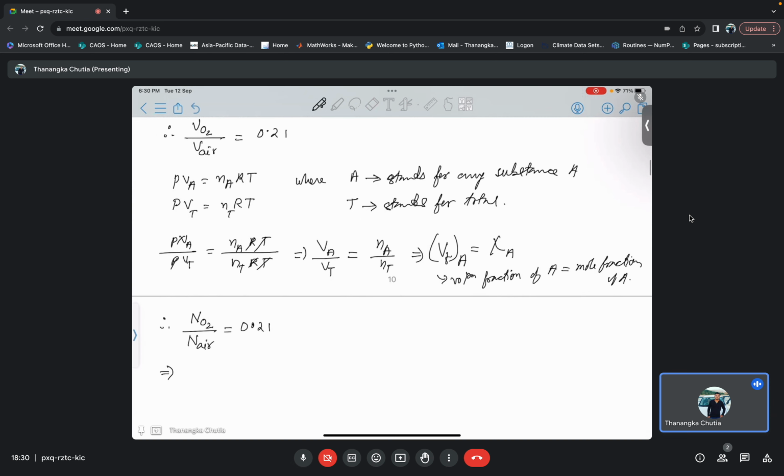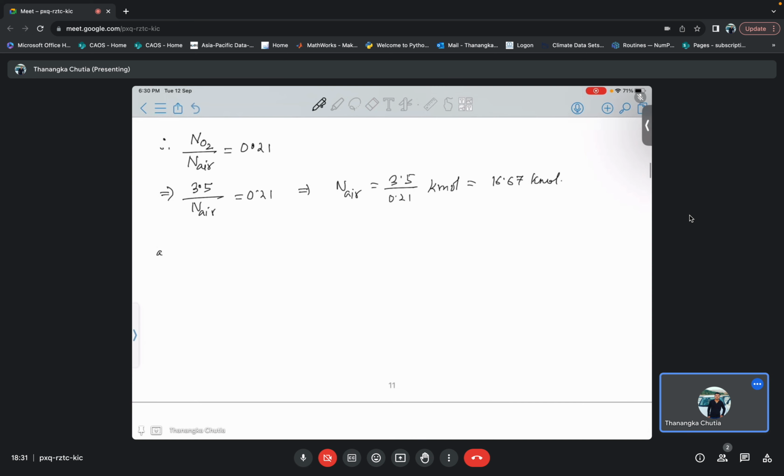Okay, so we already know the number of moles of oxygen, that is 3.5 kilomole. So number of moles of air is equal to 3.5 divided by 0.21 kilomole. 3.5 divided by 0.21, this is 16.67 kilomole. So now you got the number of moles.